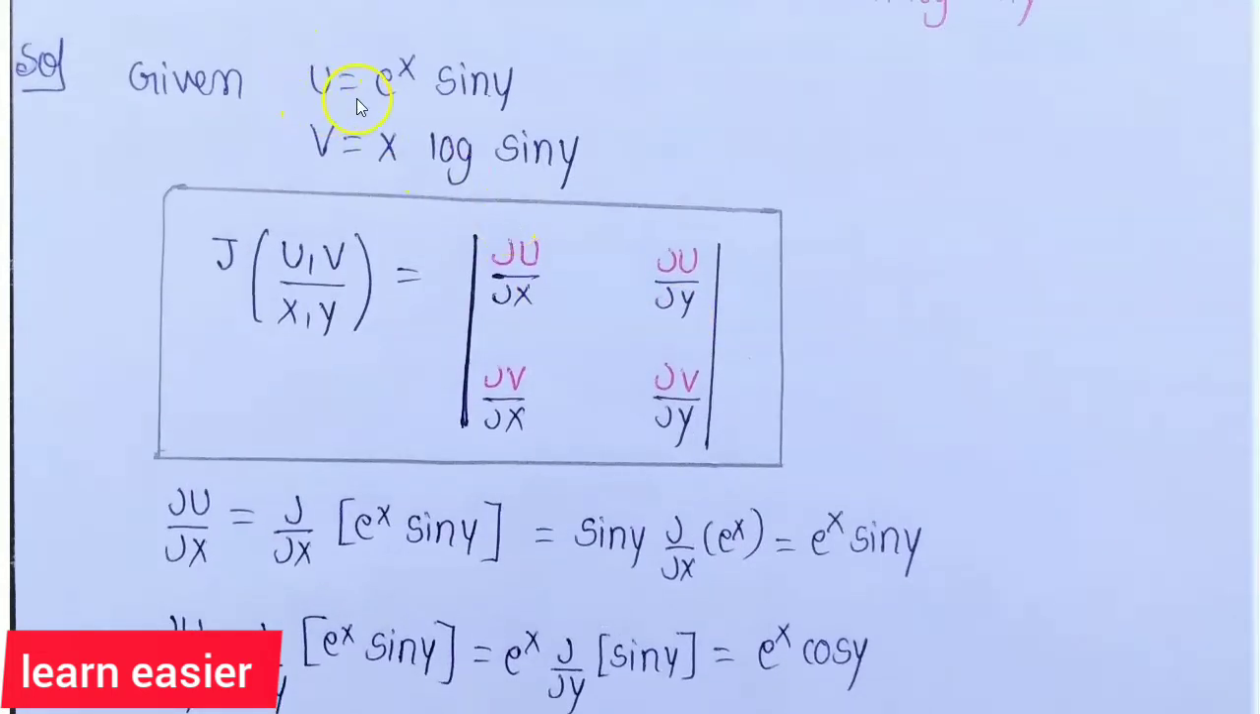So given u is e power x into sin y and v is x into log sin y. So we have to find out the Jacobian of u comma v by x comma y, that is determinant of dou u by dou x and dou u by dou y, and here is dou v by dou x and dou v by dou y.